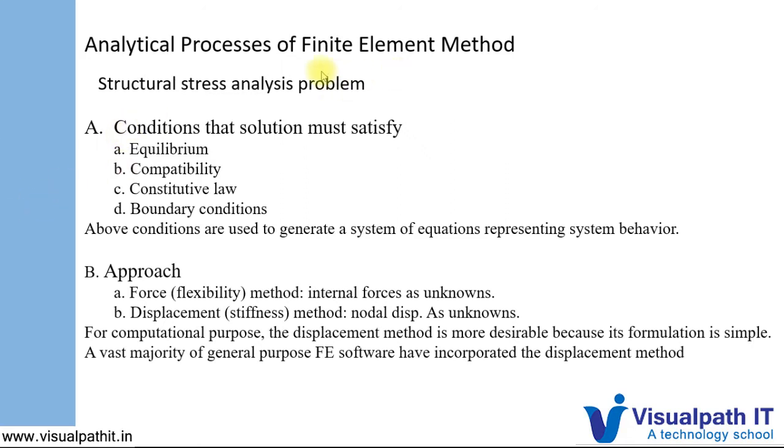Now we will see what steps are involved in the process of finite element analysis. We have seen that we are discretizing the domain and we have equations at each node. So how do these nodes satisfy the physical properties of the system that we are discretizing? For this, we need to satisfy equilibrium equations, compatibility equations, constitutive laws, and the boundary conditions.